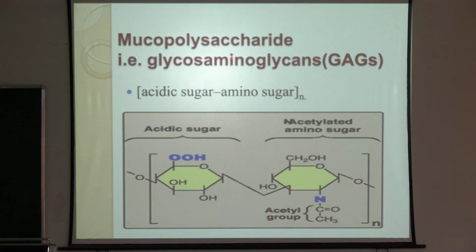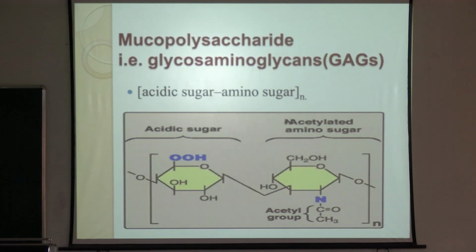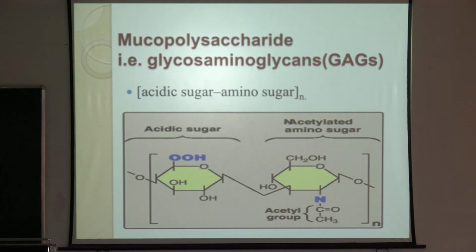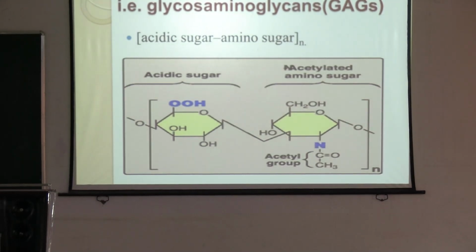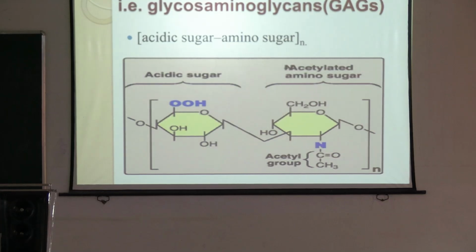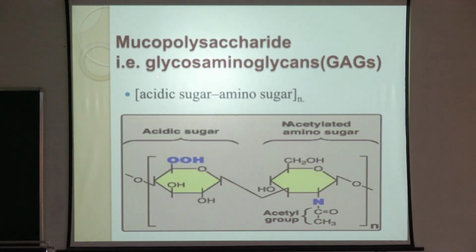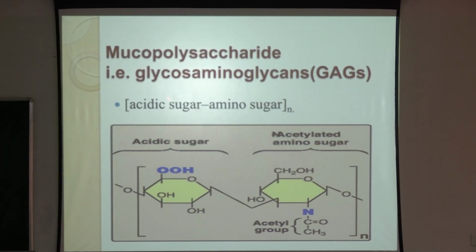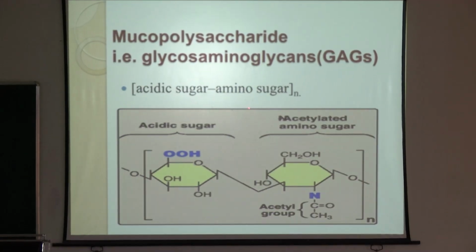So, glycosaminoglycans. Glycans mean polysaccharides. Glycosamino means carbohydrate containing amino groups. So what are the carbohydrates containing amino groups? Amino sugars. So glycosaminoglycans are nothing but repeating units of a dimeric form of acidic sugar and amino sugar. Here the glycosaminoglycan is made up of acid sugar and amino sugar.